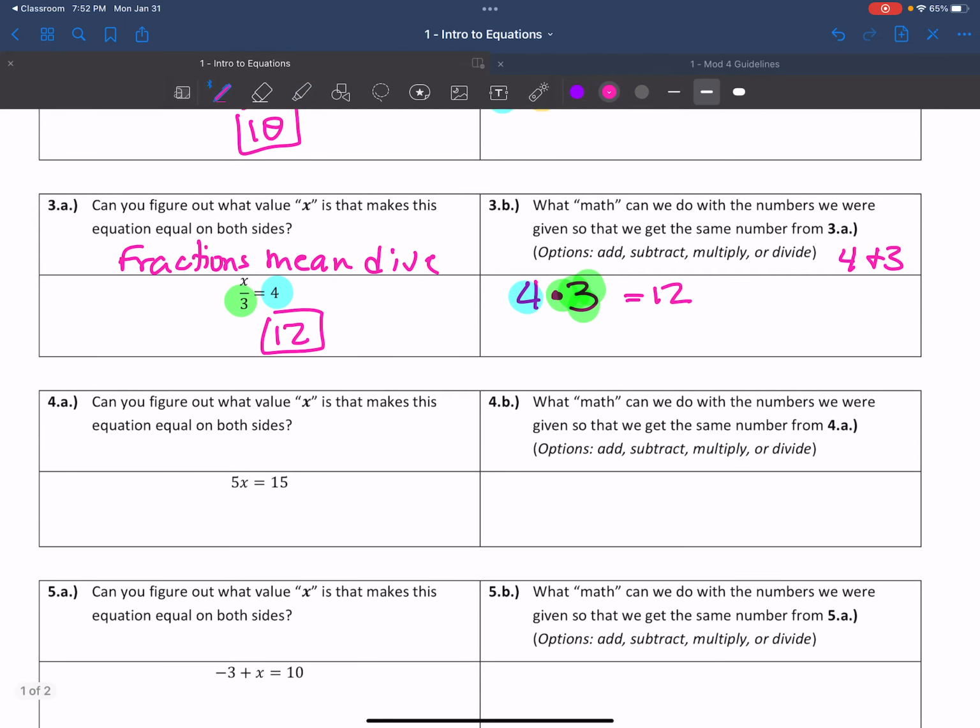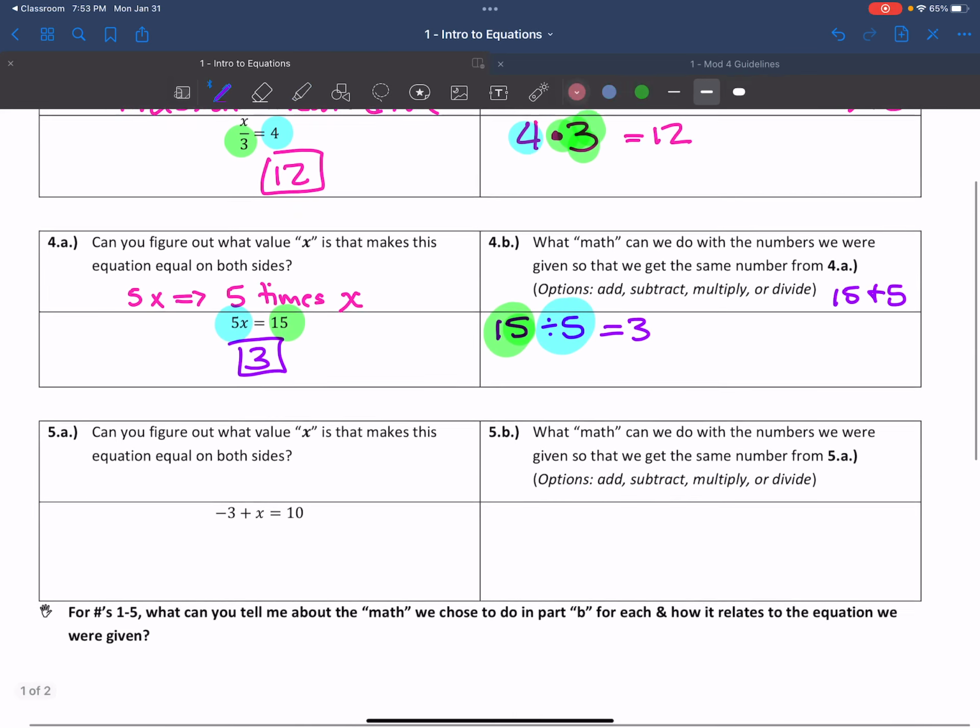So here we have 5x equals 15. Now remember, 5x means the same as 5 times x. So what number times 5 would give us 15? Well, that would be 3. So what math can we do with 15 and 5 so that we can also get 3? Well, we can do 15 divided by 5. And once more, we started with that 15 that our equation originally equaled, and then we did the opposite math. That was 5 times x, so we divided by 5. And we still got that 3.